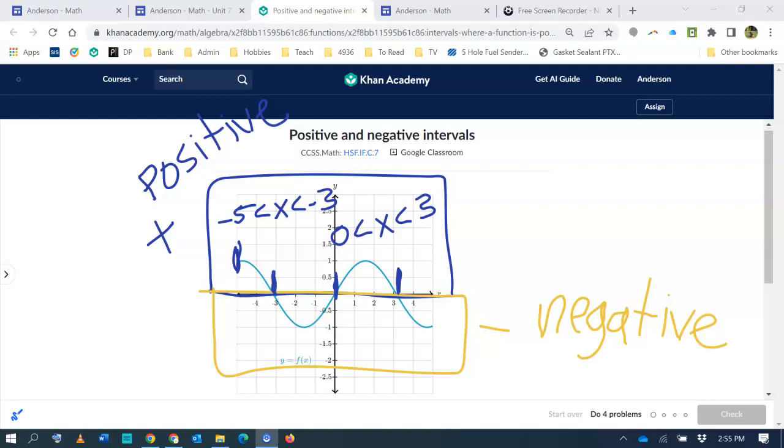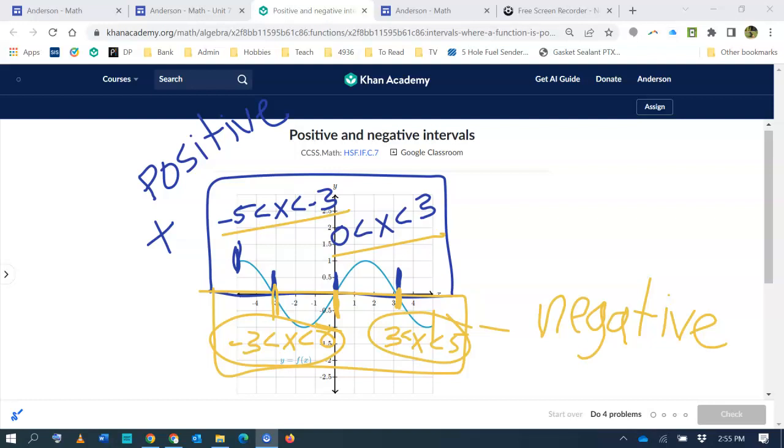And then we have some negative intervals. From here to here is a negative interval. So -3 less than x less than 0 will be a negative interval. And then we'll use +3 again. Less than x, which is less than 5. So these are intervals. This thing right here, and this, and then this, and this. Those are all intervals. The purple ones or blue ones are positive intervals. The yellow ones are negative intervals.